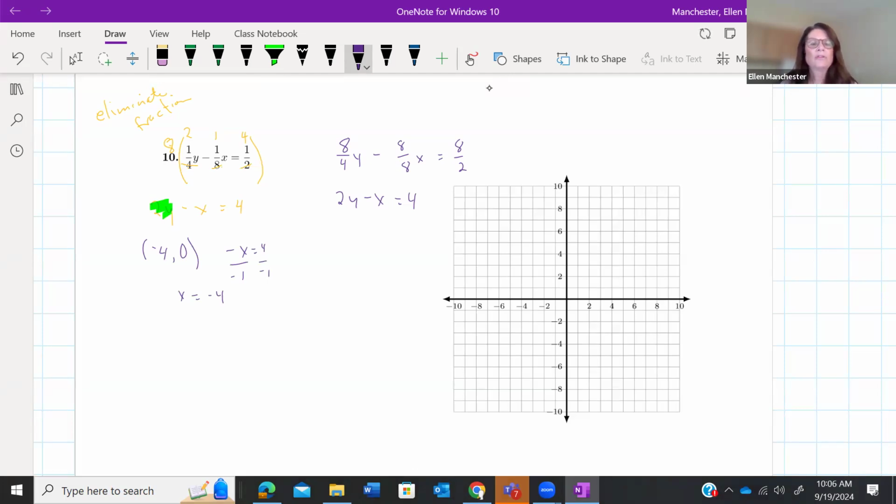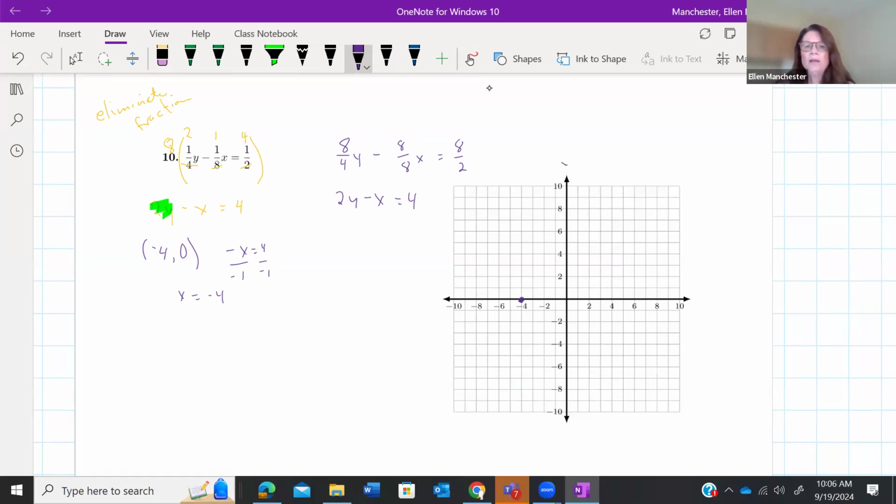Okay, so this is my point. Remember, you always want to write it as an ordered pair, because this is a point. So we come over here and we put a point, oops, sorry, wrong spot, on the x-axis at negative 4. And what I just did is a super common error.